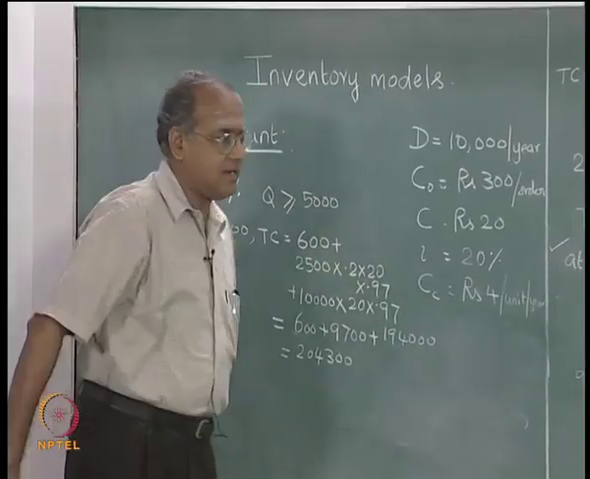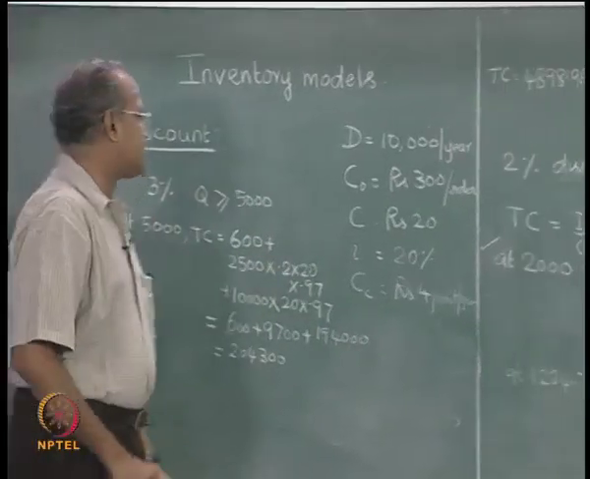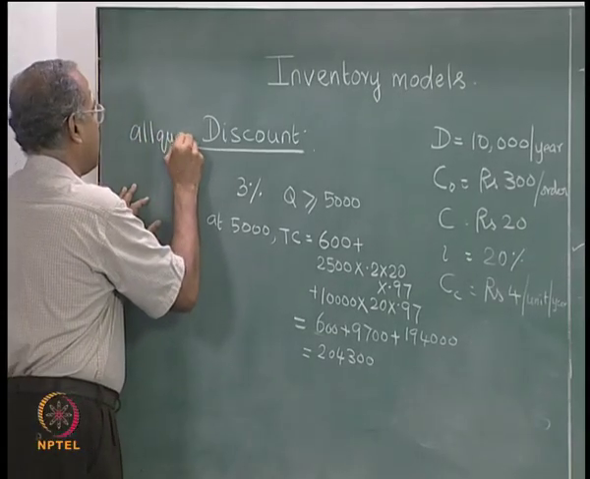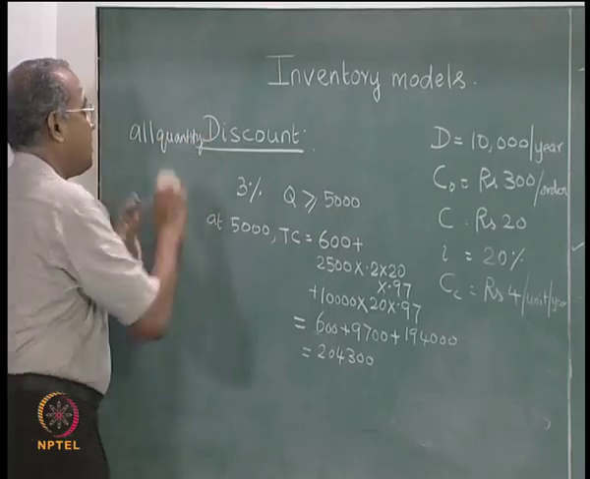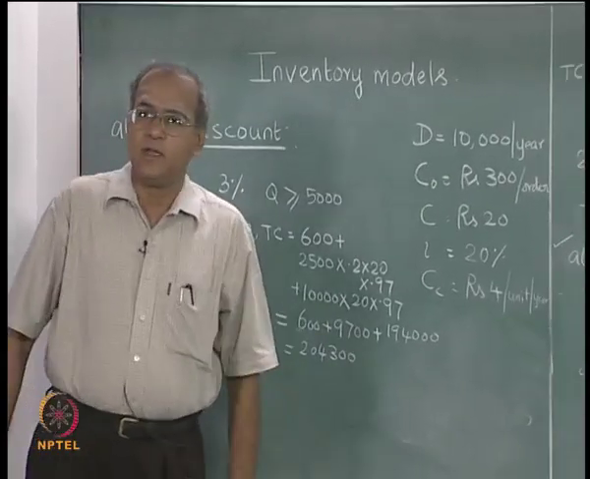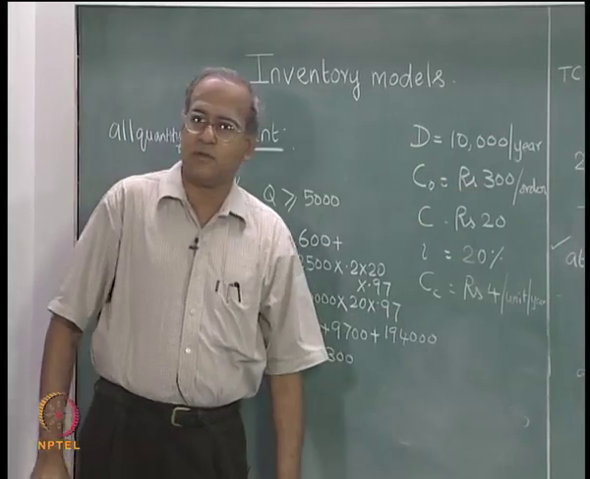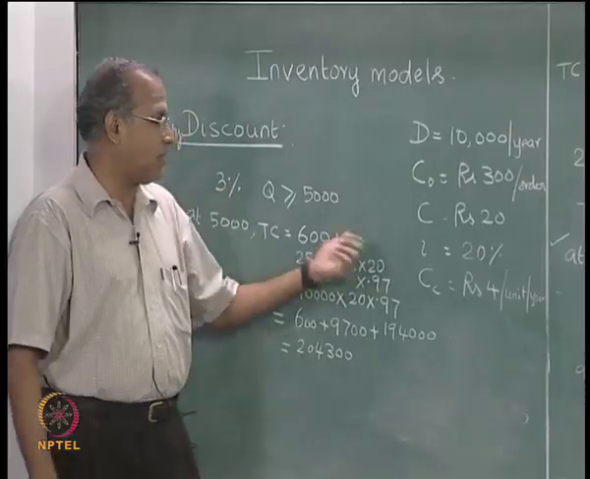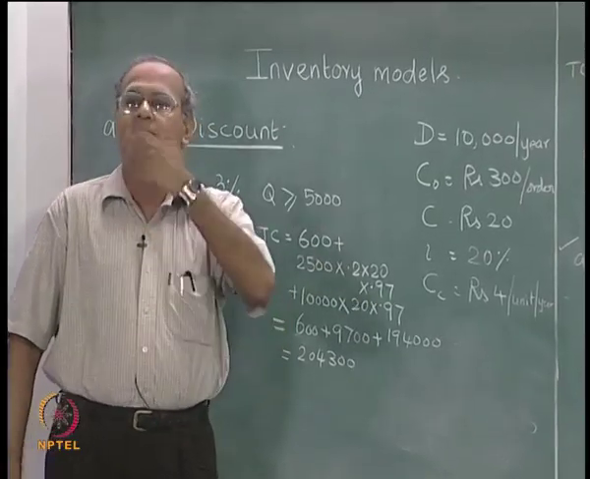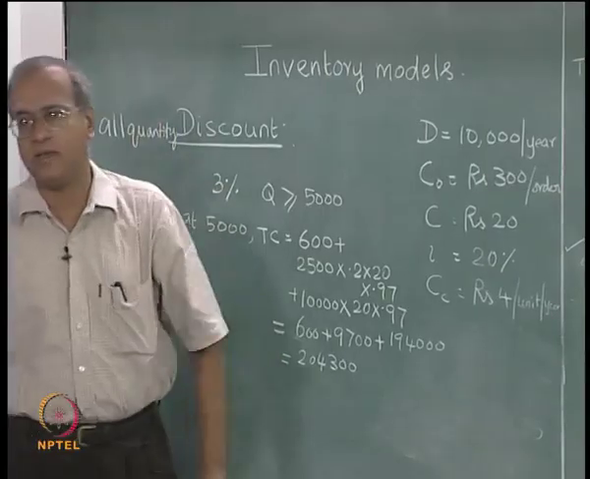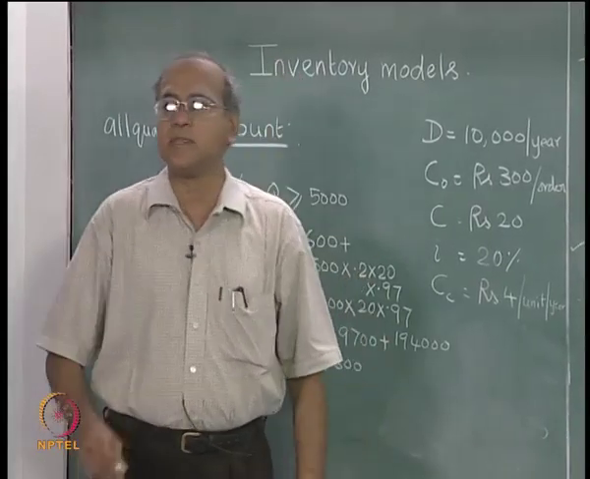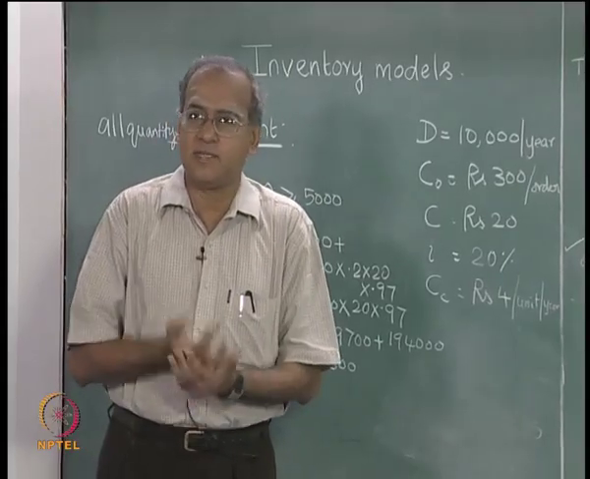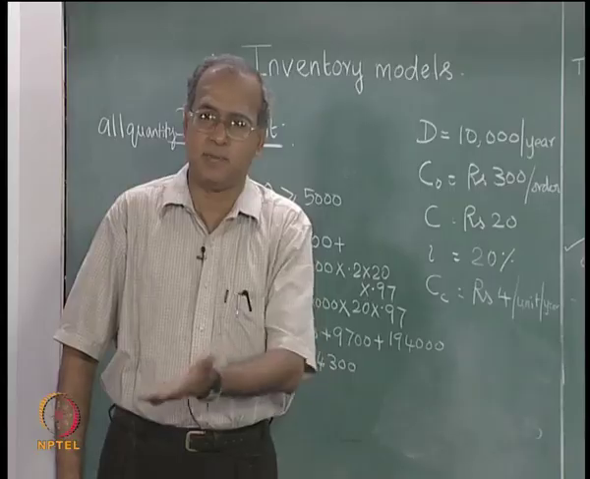So far, the discount model that we have seen is called an all quantity discount. By which we mean that if you order a quantity of 2000, then for every item that is ordered, the cost is not rupees 20, but it is 98% of 20, which is rupees 19 and 60 paise. For each one of the 2000 units, the price is 19 rupees and 60 paise.